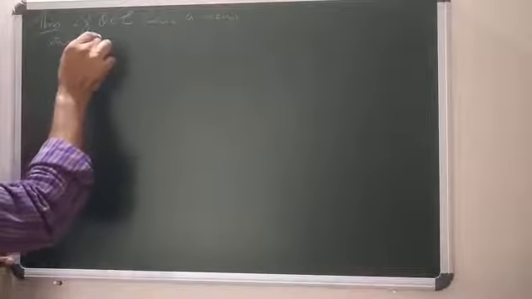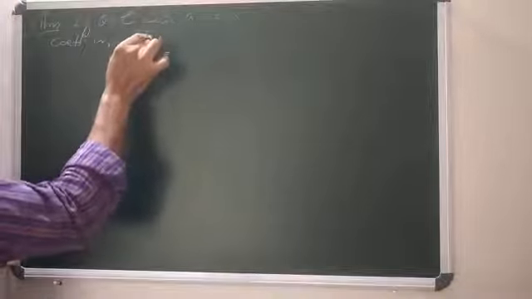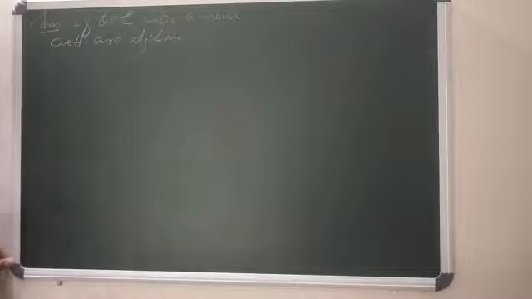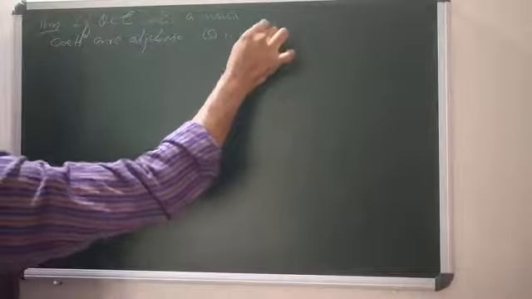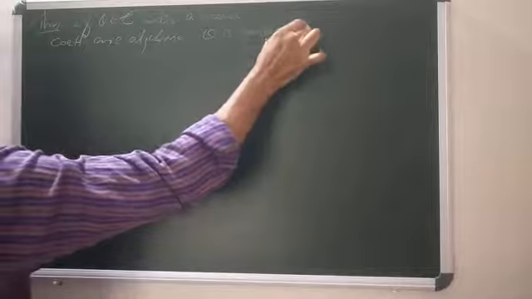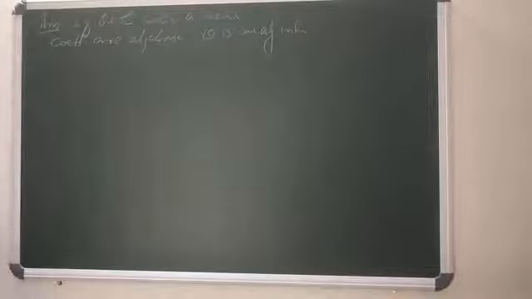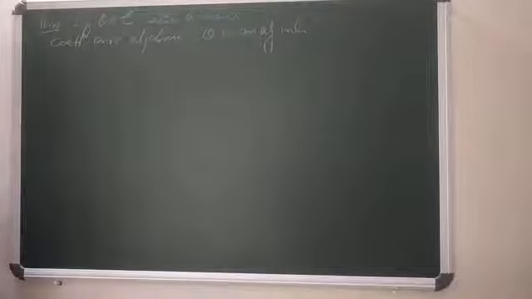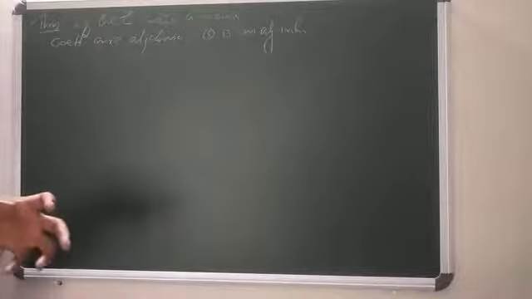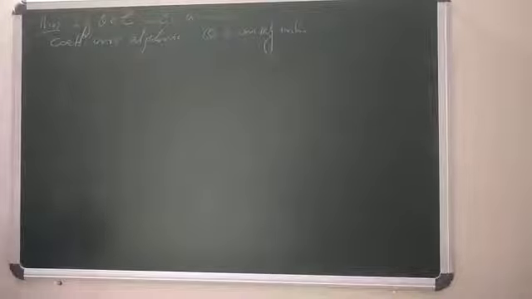coefficients are algebraic integers. We know what an algebraic integer is. Then theta is an algebraic integer. For any complex number theta which satisfies a monic polynomial equation whose coefficients are algebraic integers, theta is an algebraic integer.